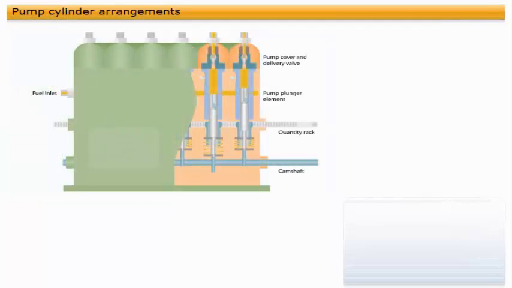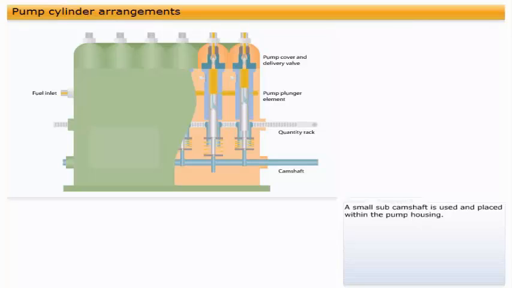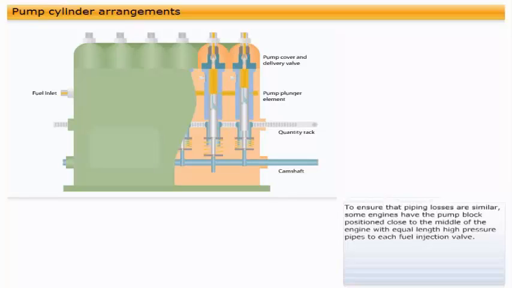A single control rack serves all of the fuel pump plungers. A small sub-camshaft is used and placed within the pump housing. To ensure that piping losses are similar, some engines have the pump block positioned close to the middle of the engine with equal length high-pressure pipes to each fuel injection valve.